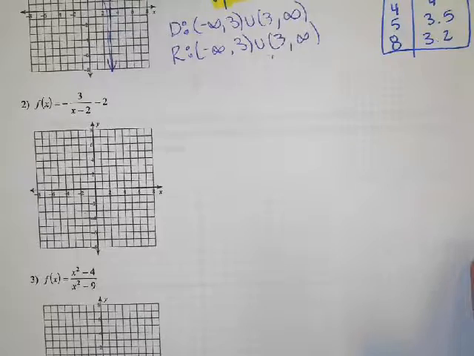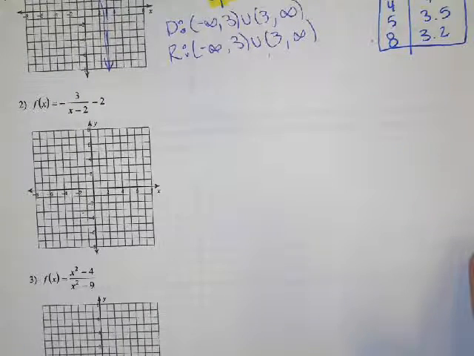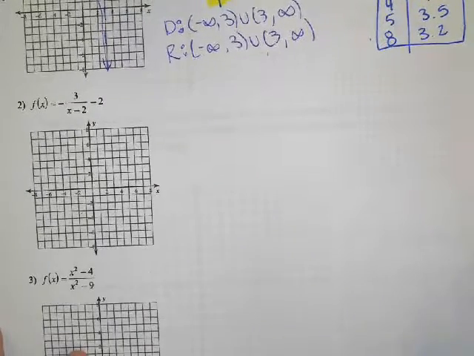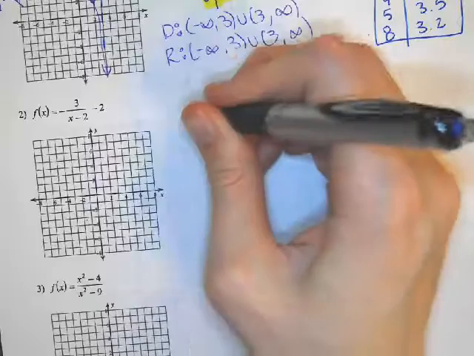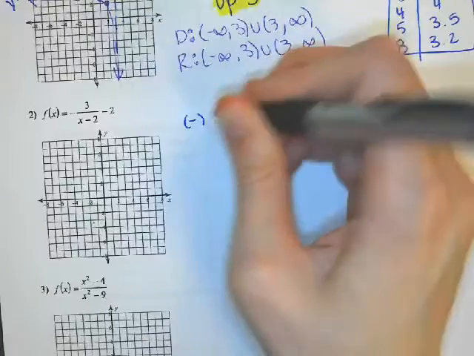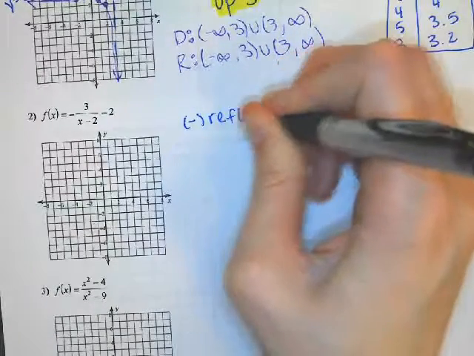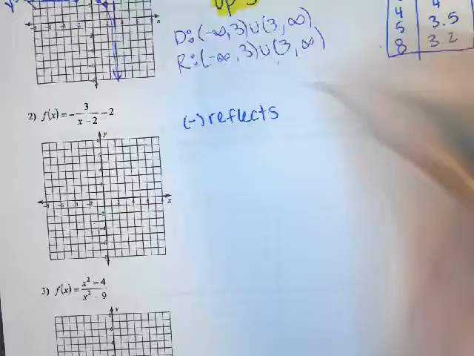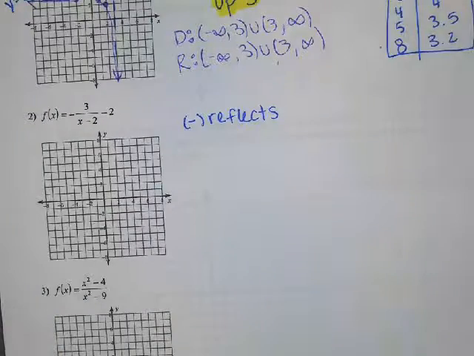Somebody give me 1 transformation and why. Reflect. Okay, why reflect? Because there's a negative sign. Just the sign makes you reflect. You go the opposite direction. Okay, shift down 2. Why?